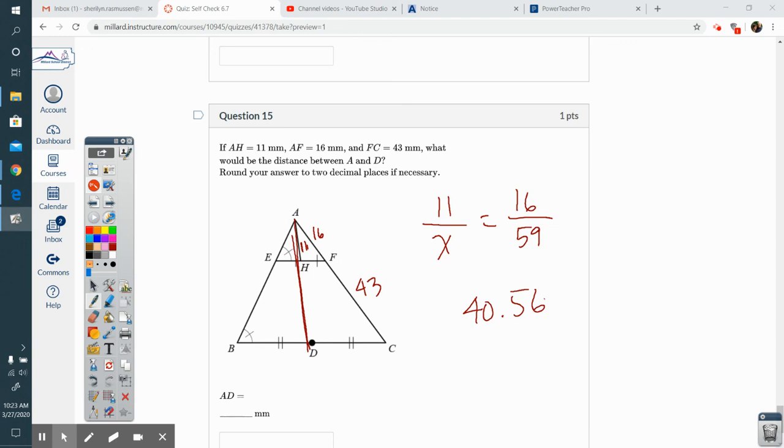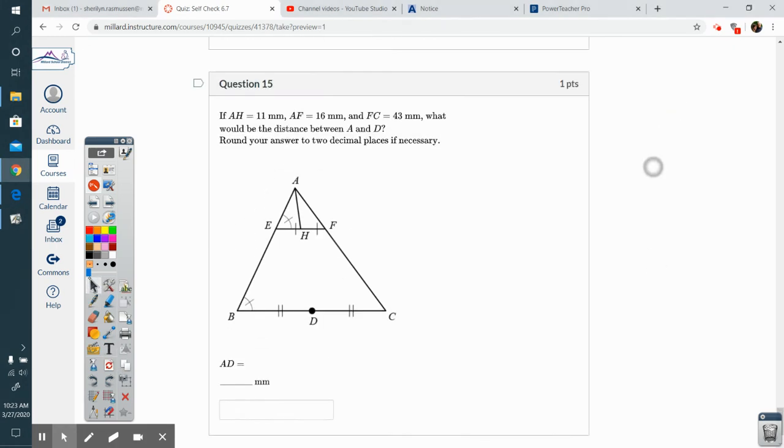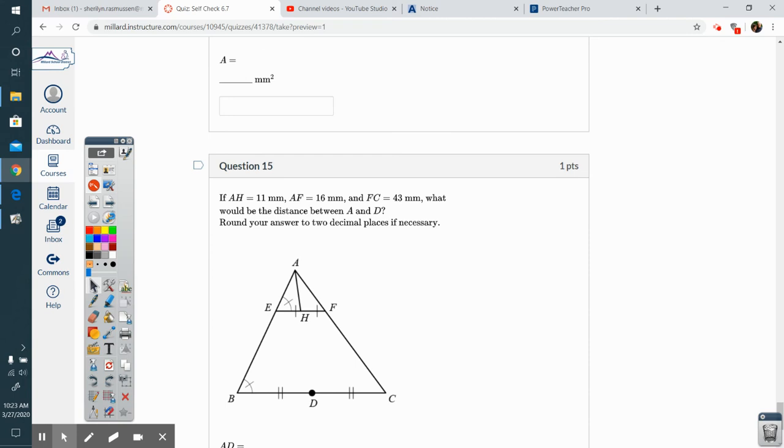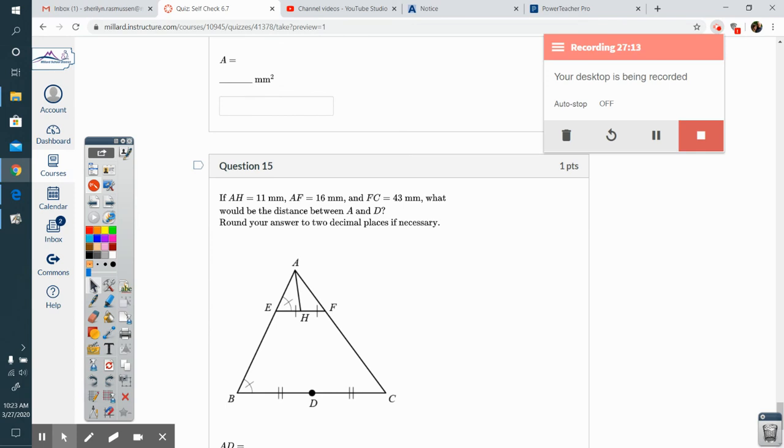Okay, if you do have further questions, or if this is not making sense to you, please call me, come to my office hours. Let's figure this out together. All right, let's make sure that you understand and are able to solve this. Call me personally if you need to. Whatever you need to do, let's get you on track.